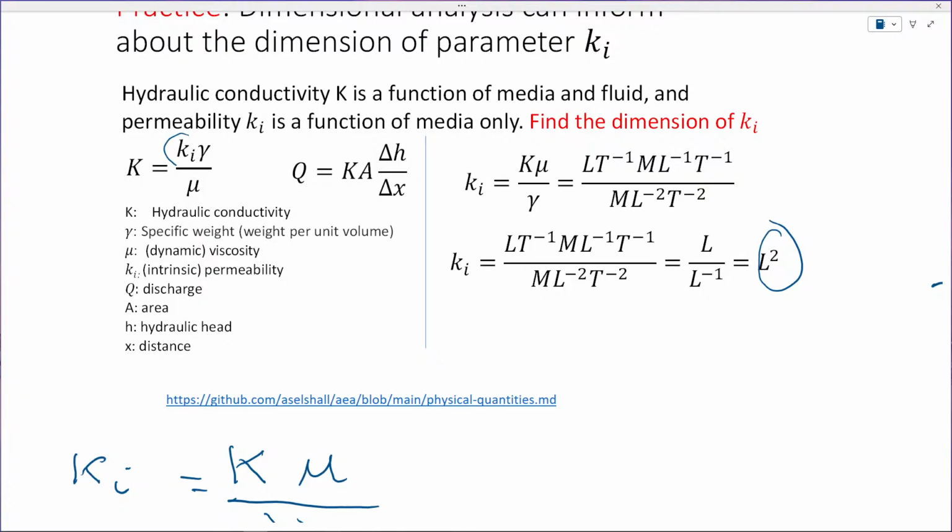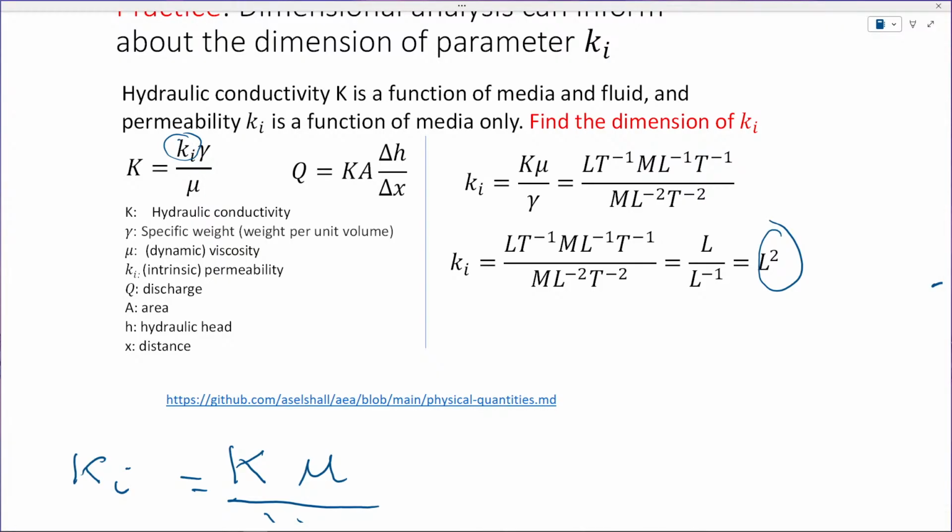It's a function of permeability, which is the property of the porous media, and it's a function of viscosity and specific weight, which are a function of the fluid. Different types of fluid will have different viscosity and specific weight, and different types of geological material will have different permeability. But this is not important for this course.